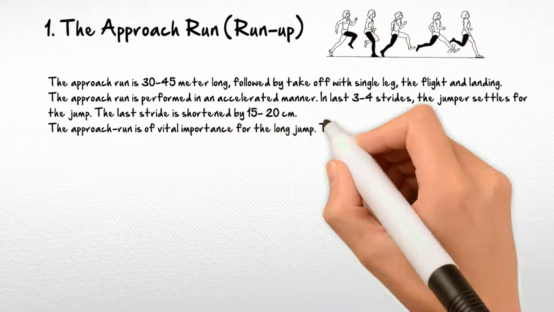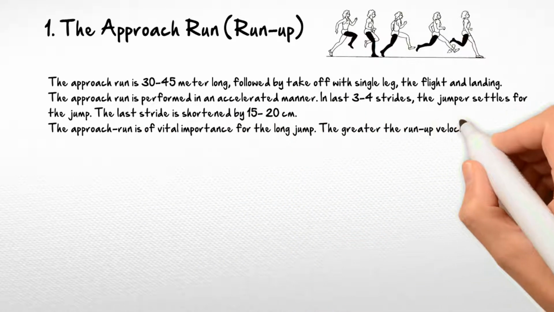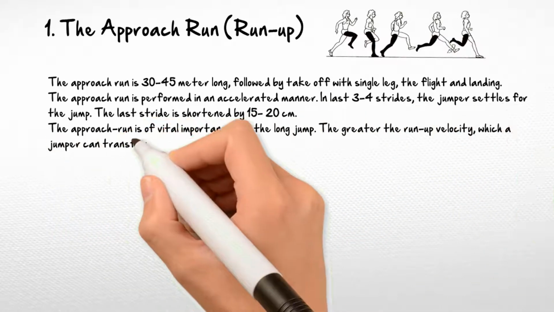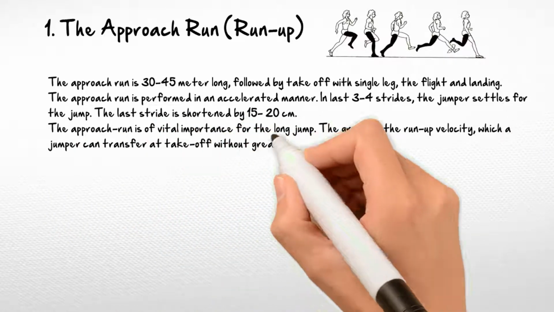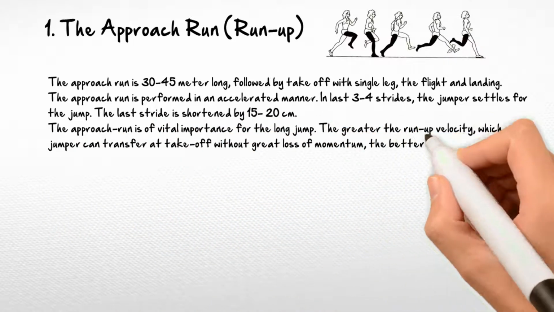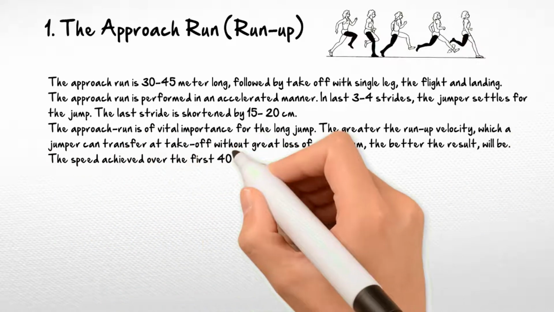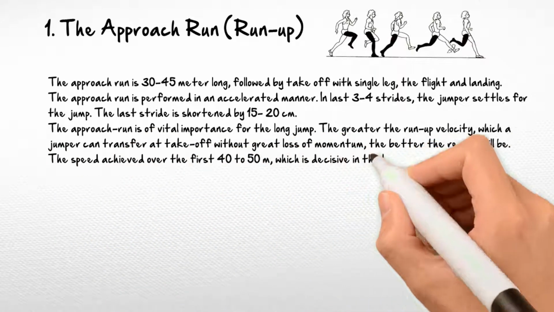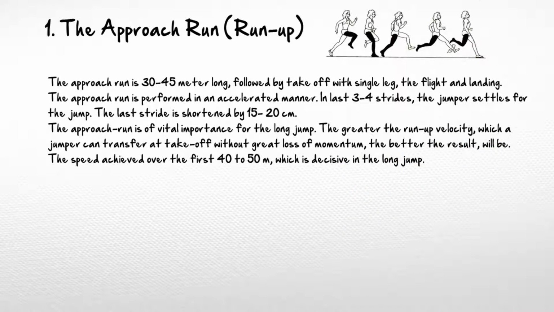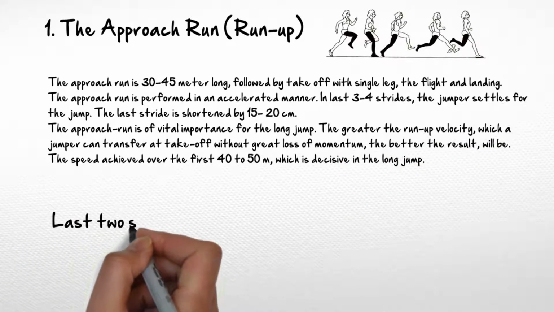The approach run is of vital importance for the long jump. The greater the run-up velocity which the runner can transfer to takeoff without great loss of momentum, the better the result will be. The result achieved over the first 30 to 40 meters is decisive in the long jump.